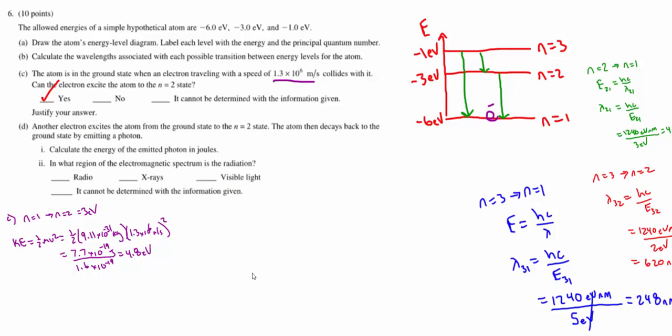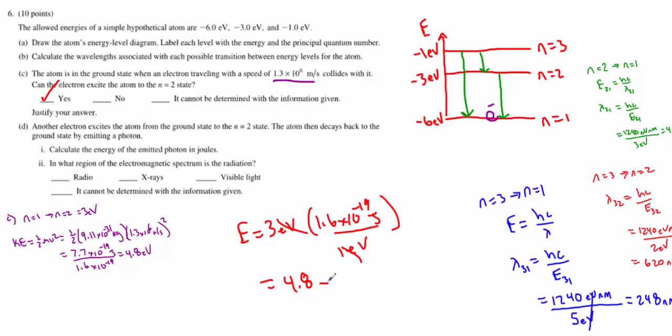Well, the energy in joules should be pretty easy to figure out. If it goes from level 2 to level 1, it's going to release 3 electron volts. So the energy that we're looking at is 3 electron volts. Well, 1 electron volt is 1.6 by 10 to the negative 19 joules. So we're just going to multiply these two numbers, and we're going to get 4.8 times 10 to the negative 19 joules. And that's the answer to D1.